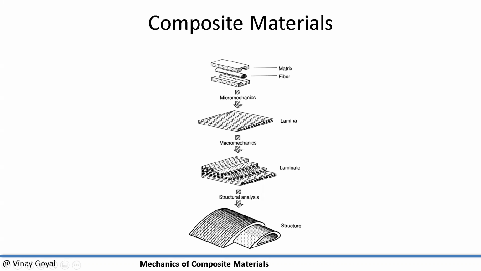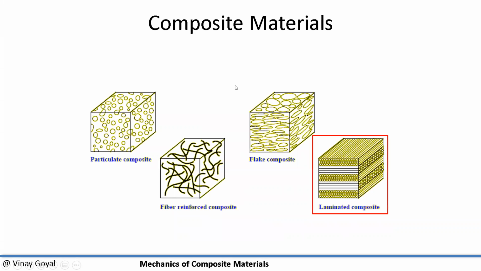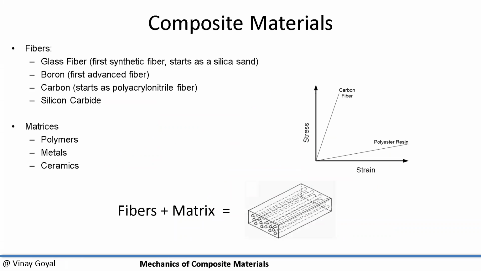Just to remind you, a structure is going to be made of a bunch of lamina, which we call a laminate, and each lamina is going to have fibers and matrix, as you can see in the top picture there. And then we talked about the various composite materials you could have. The applications we'll be talking about in this class will be more focused on laminated composites, but could be widely applicable to other kinds of composites, like particulate composites, fiber reinforced composites, flake composites.